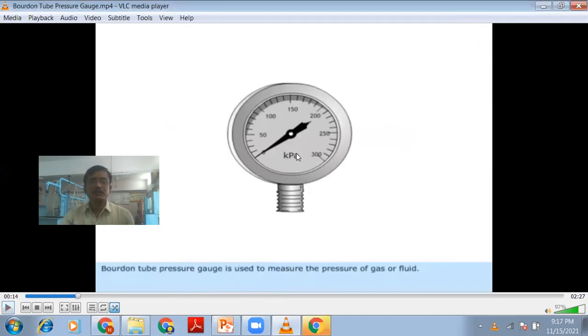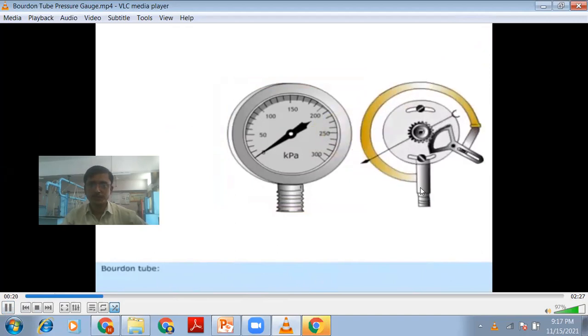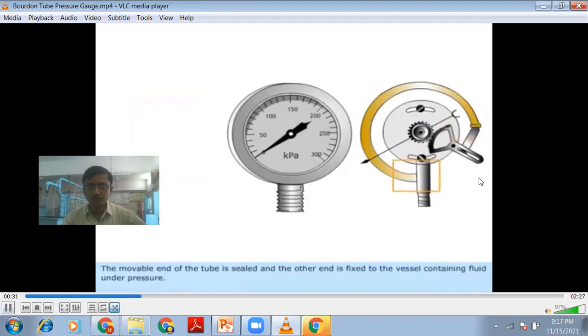See here, when we look from above, we see a pointer and these readings, the graduated scales, but we need to know the mechanism inside. This is the inner mechanism of the Bourdon tube pressure gauge. It consists of a Bourdon tube. A C-shaped tube is commonly used. This is the open end of the tube. The movable end of the tube is sealed and the other end is fixed to the vessel containing fluid under pressure.